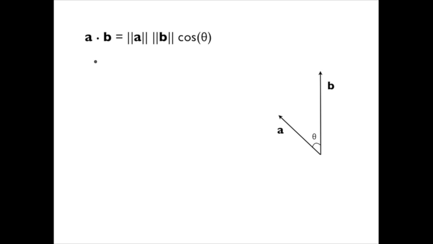Another use of this formula is in solving the projection of vector a onto vector b, which is a cosine of theta. We can solve for this by dividing both sides of the equation that we found before by the magnitude of b. That gives us the projection of vector a onto vector b, like you can see in the diagram.